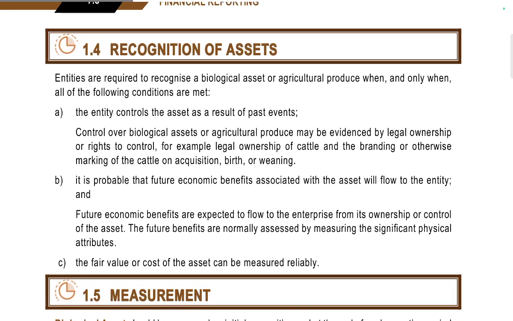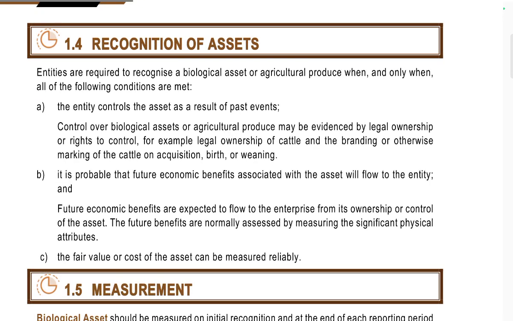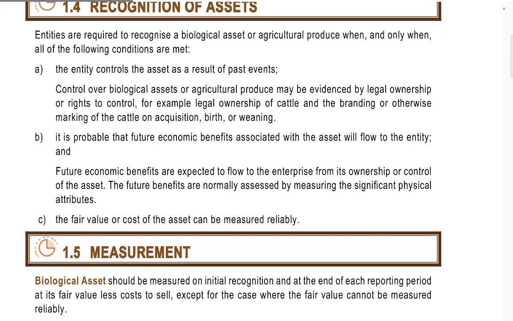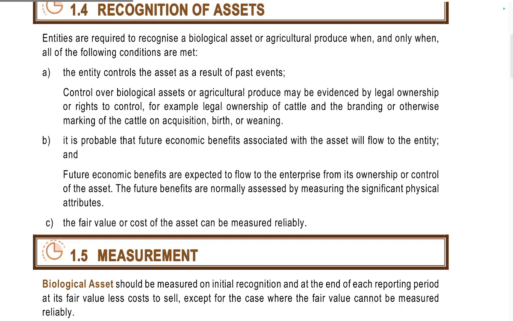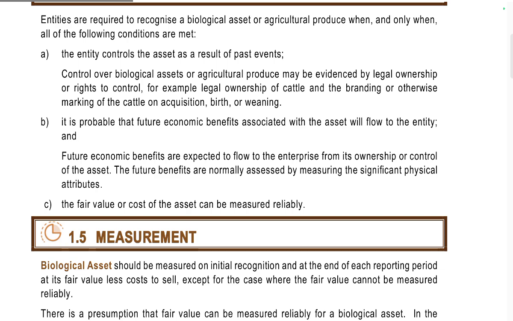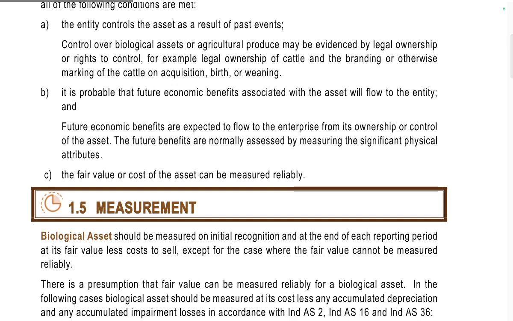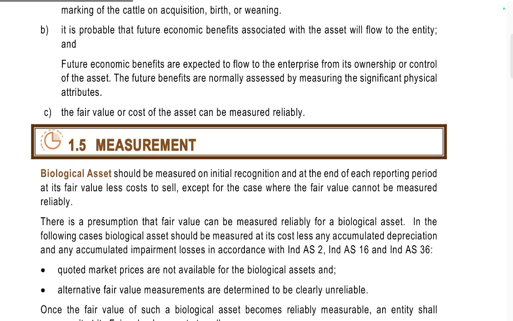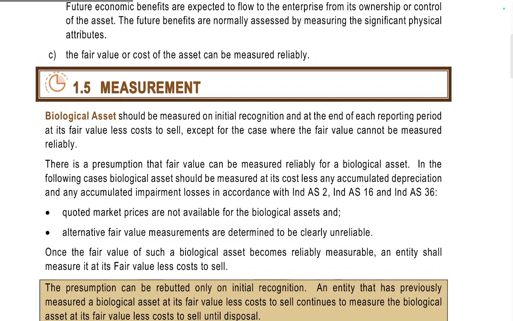Recognition of assets: an entity is required to recognize a biological asset or agricultural produce when, and only when, the following conditions are met. The entity controls the asset as a result of past events. Control over biological assets and agricultural produce may be evident by legal ownership and the right to control, for example legal ownership of cattle and branding or otherwise marking the cattle on acquisition, birth, or weaning. It is probable that future economic benefits associated with the asset will flow to the entity. Future economic benefits are normally assessed by measuring the significant physical attributes. The fair value or cost of the asset can be measured reliably.